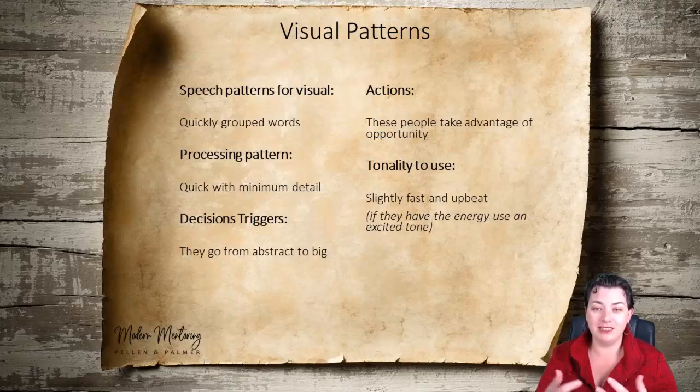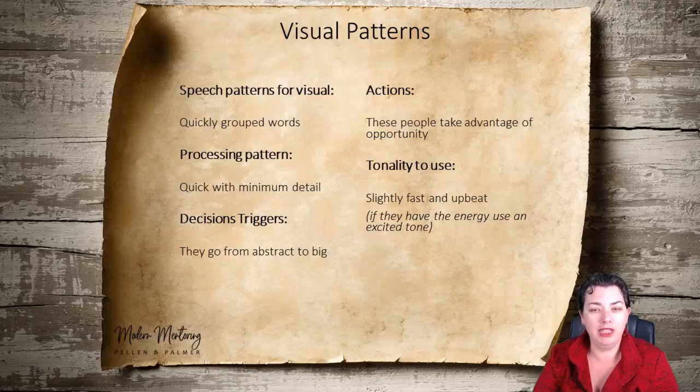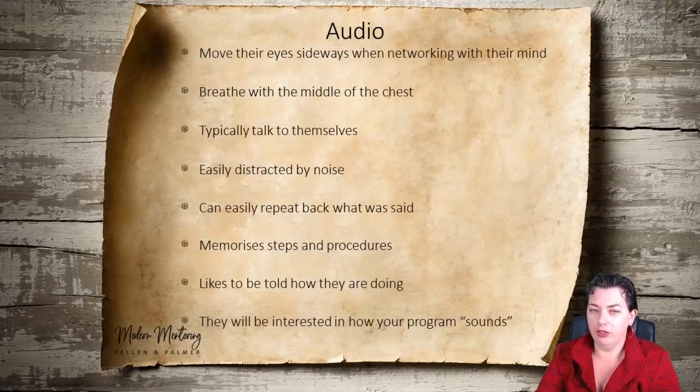So when they're making a decision, all of a sudden they're like, yep, it's going to be done, and it's going to be done right now. The actions that these people do is they take advantage of opportunity. They'll see something and then they'll just go for it. They'll hone in on it. The tonality to use with visual people is slightly fast and upbeat. If the client is in the room and they're looking through your packages for sale or things like that and they have energy, then you use a slightly fast and upbeat tone. If they don't have the energy, you just use a slightly fast tone and then they'll start to resonate with you.